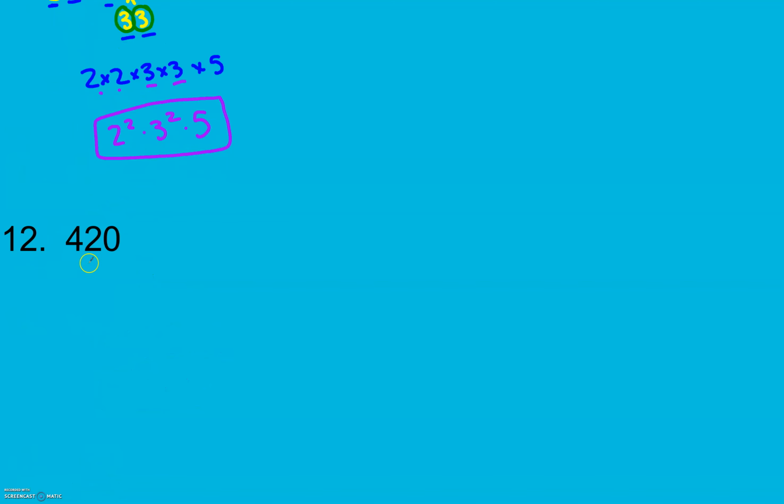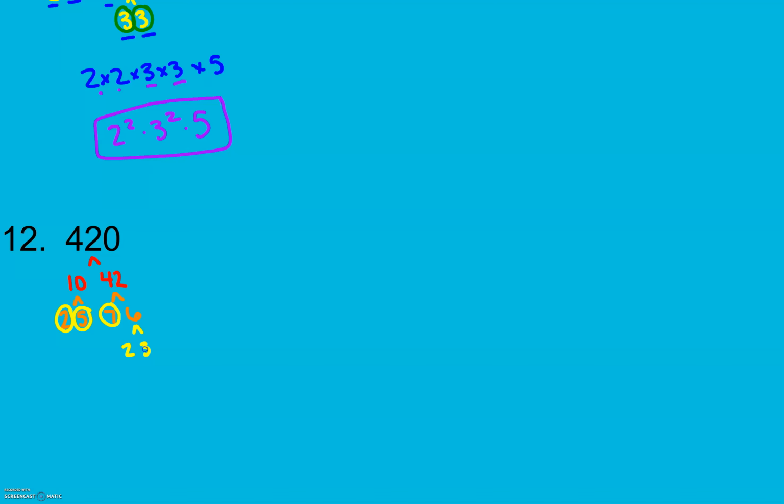420 is divisible by 10 because it ends in 0. So 10 times 42. 10 is not prime. We can break that down into 2 times 5. 2 times 5 gives me 10. 7 times 6 gives me 42. 2 is prime. 5 is prime. So both of those branches are done. 7 is prime. That branch is done.